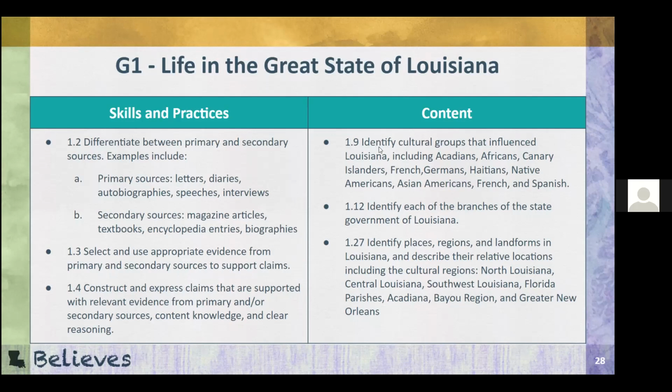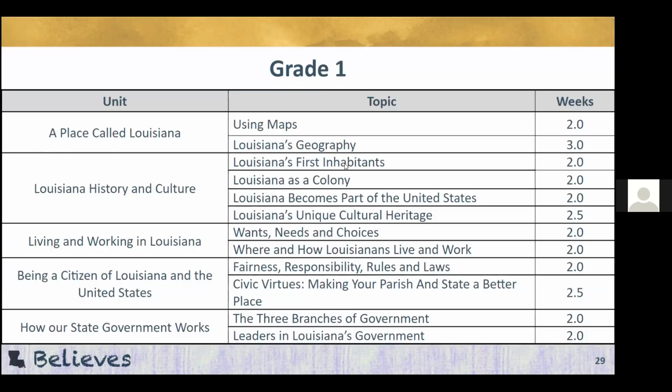And so if we look at the draft framework for grade 1, we have 5 units now: a place called Louisiana, Louisiana history, culture, living and working in Louisiana, being a citizen of Louisiana in the United States, and how our state government works. Again, this is all still being put together. This is still somewhat drafty, but we're trying to give as much time as possible to some of those more difficult and rigorous standards that we now have.